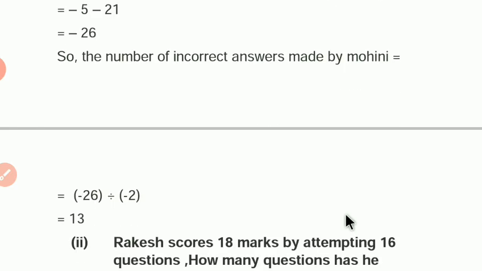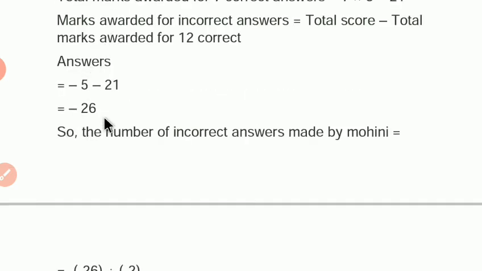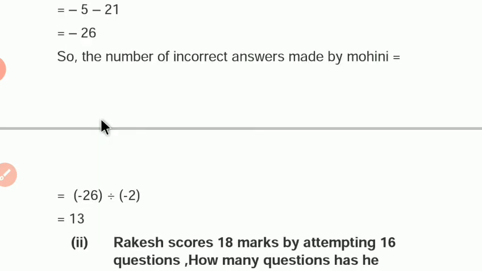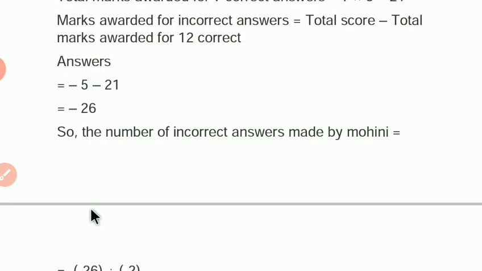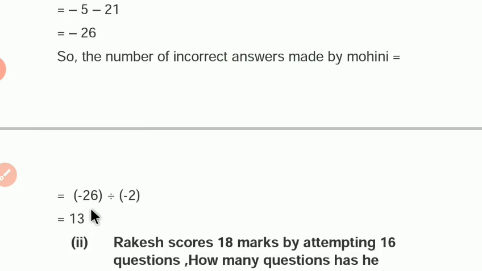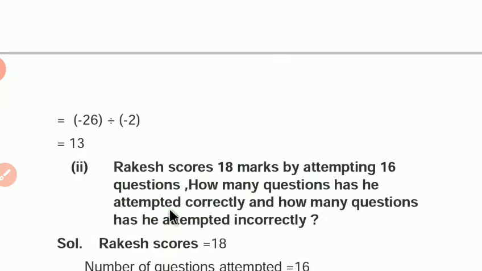So the number of incorrect answers made by Mohini, how to find? We will find by dividing total marks awarded for incorrect answers upon marks awarded for one incorrect answer. It means you have to divide minus 26 by minus 2, which is equal to 13. So the total number of incorrect answers Mohini has done is 13.